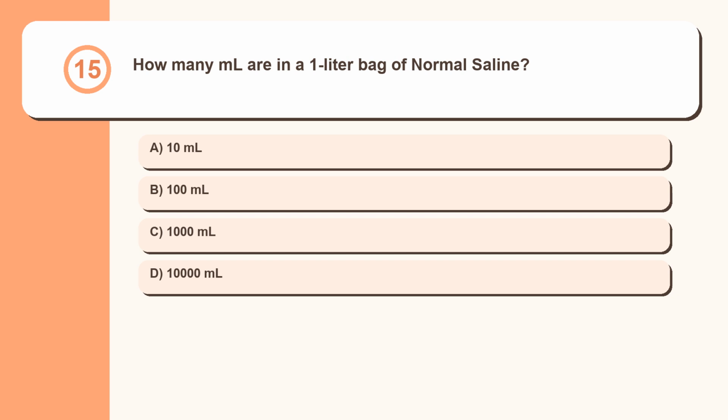Question 15. How many ml are in a 1 liter bag of normal saline? 10 ml, 100 ml, 1000 ml, 10,000 ml. 1 liter equals 1000 ml.